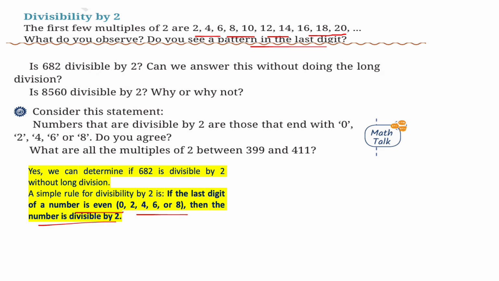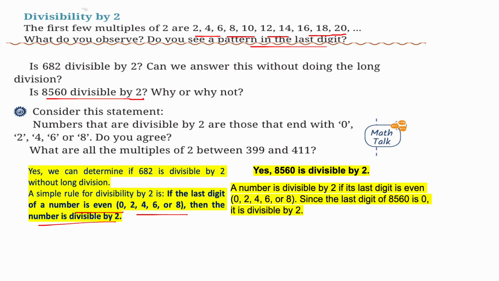Is 8560 divisible by 2? Why or why not? Yes, 8560 is divisible by 2. Why? A number is divisible by 2 if its last digit is even, that is 0, 2, 4, 6 or 8. Since the last digit of 8560 is 0, it is divisible by 2.